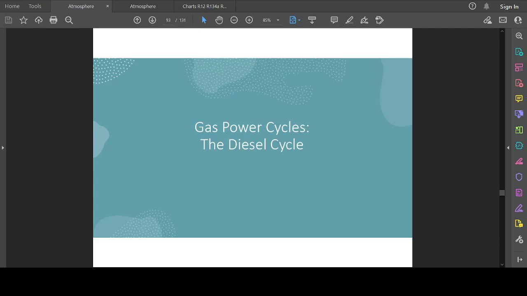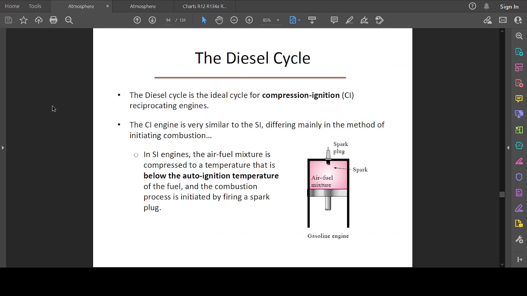Today we'll be continuing from the Otto cycle and we'll be introducing the diesel cycle. So the diesel cycle is the ideal cycle for compression ignition reciprocating engines. And these engines are very similar to the spark ignition engines. The only different part of it is the method of ignition.